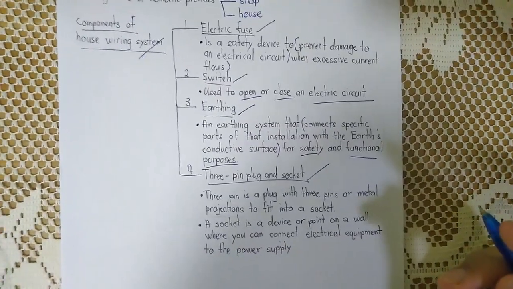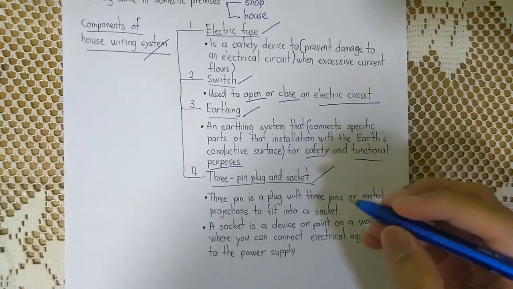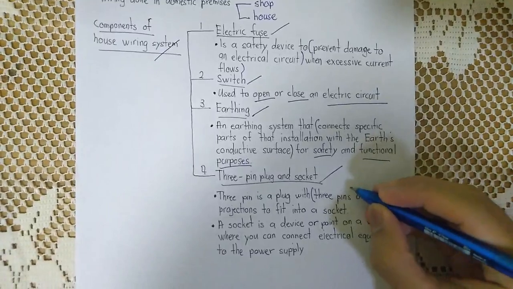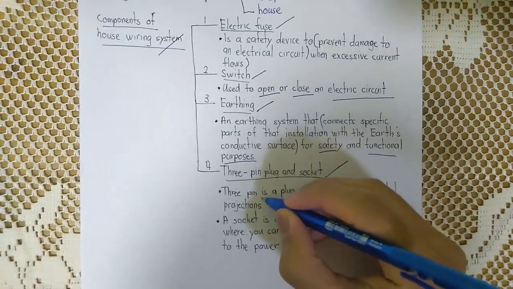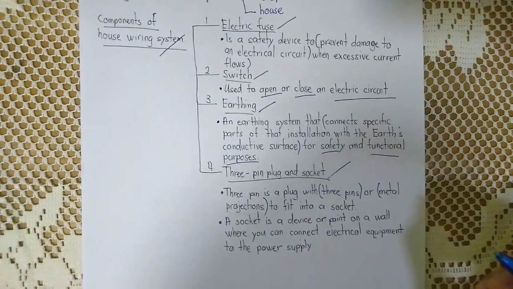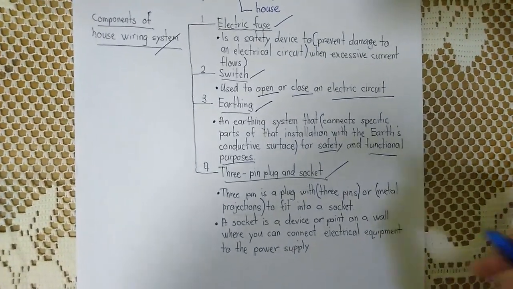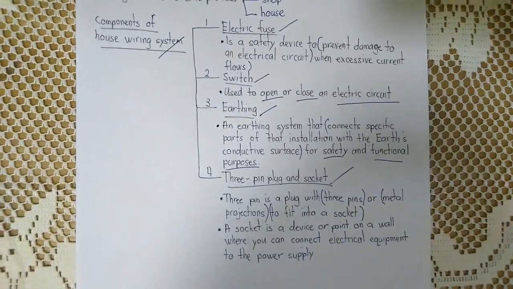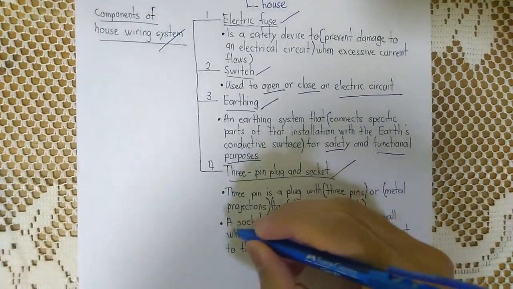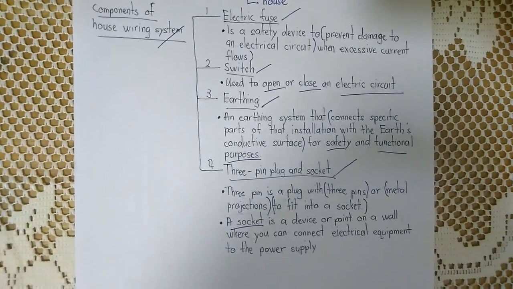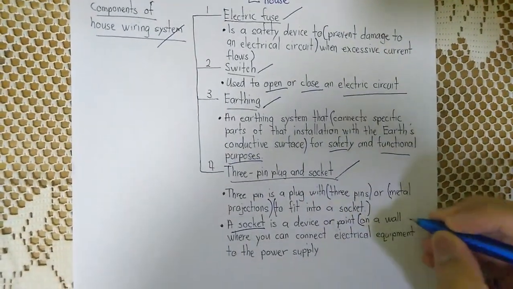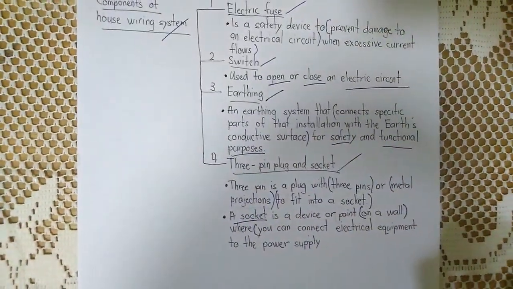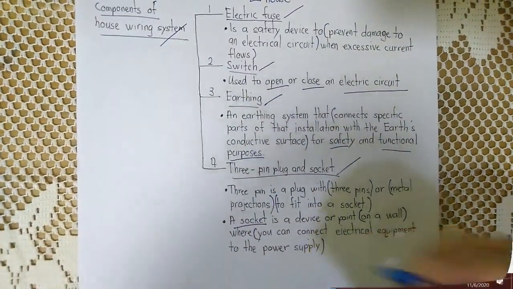Next, the 3-pin plug is a device that has 3 pins or metal projections, and the function of the 3-pin plug is to fit into a socket. Lastly, a socket is a device that can be put on a wall, and you can connect electrical equipment to the power supply.